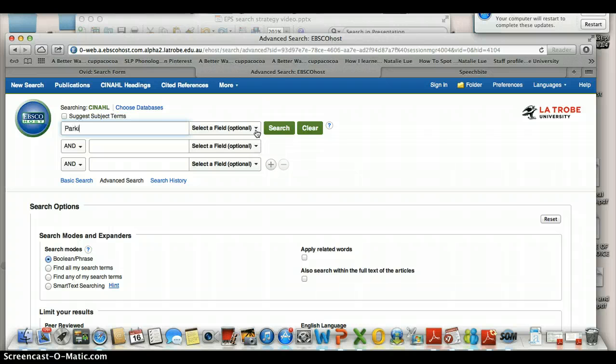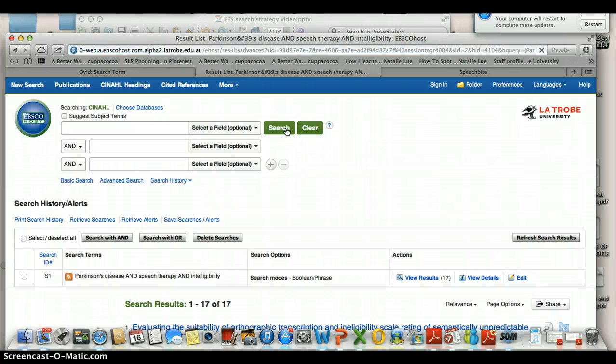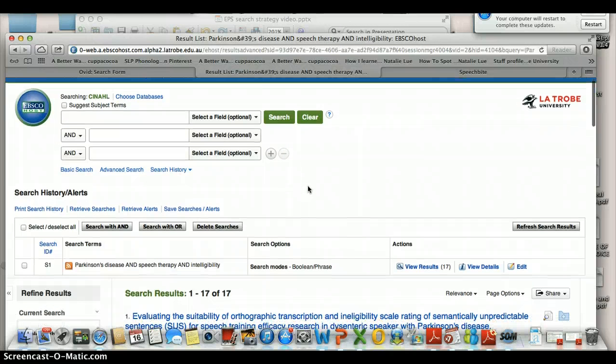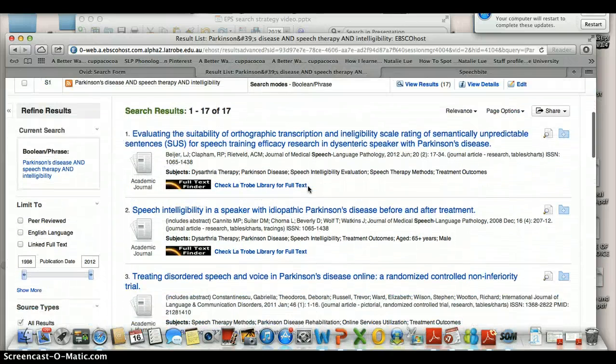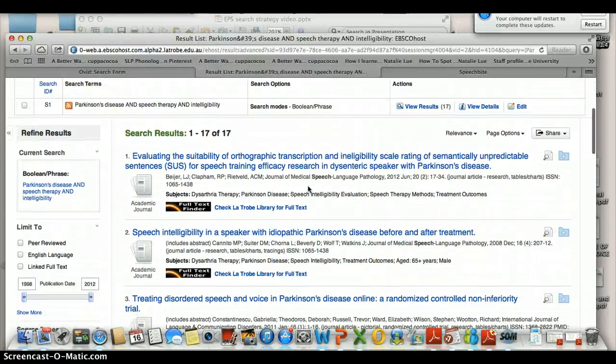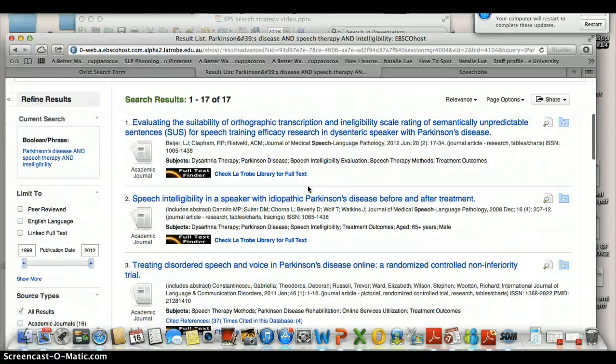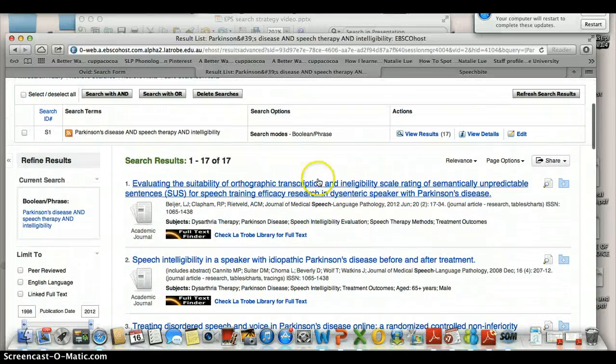So similarly, looked at Parkinson's disease and speech therapy and intelligibility. And when you put in those three terms, it comes up with 17 journal articles. So that's a manageable number to look through to see which ones meet our criteria.